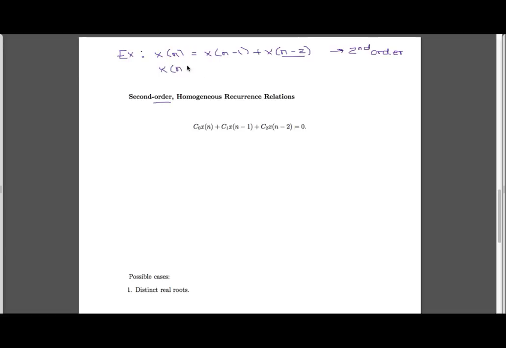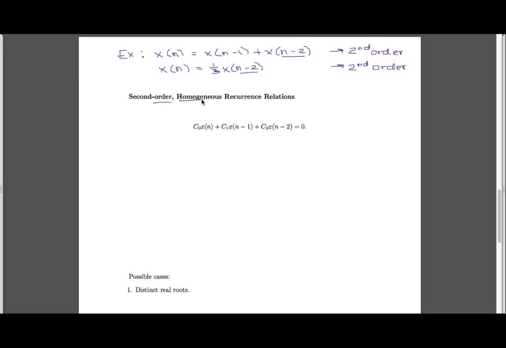But even if we just had something like x of n equals, well actually let me make that a 1/3, 1/3 x of n minus 2, that's still also second order, right? So in this one, we have 2 previous time steps referenced, but that's not why it's second order. It's because of this n minus 2. Similarly here, we've only got 1 previous time step referenced, but it's 2 time steps ago, and so that's why it's second order. So again, the order refers to the furthest back in time that the recurrence relation goes.